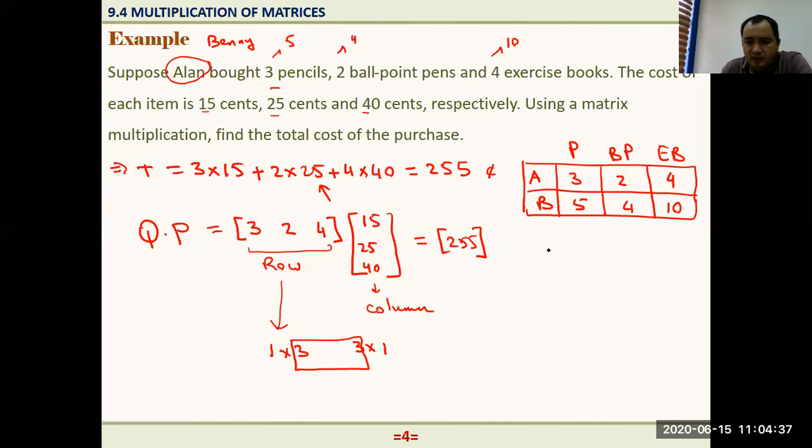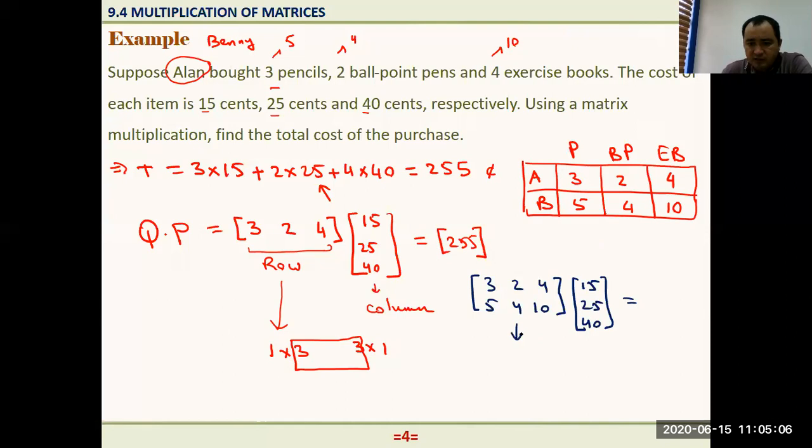If we answer this question again, look, with matrix multiplication, I can do it like this. First, let me just write it as a matrix. Here we have 3, 2, 4. Here we have 5, 4, 10. And the prices. Price of this item, how much is it? It is 15. Here we have 15. Price of the second item, 25 cents, right? And price of the third item, it is 40 cents.